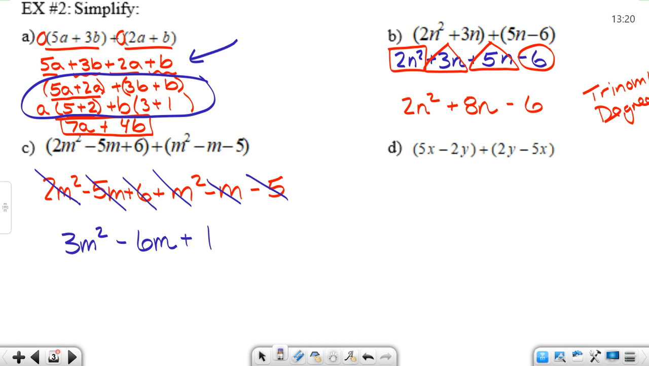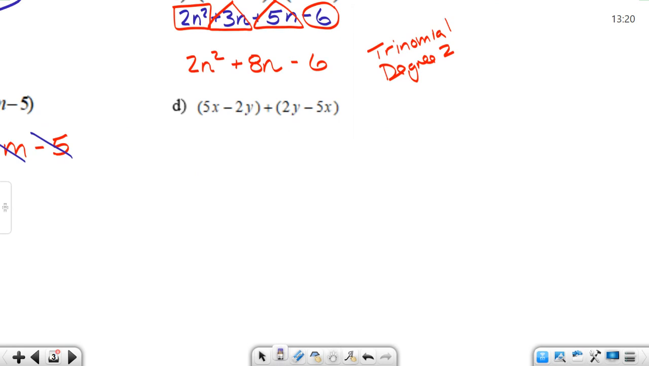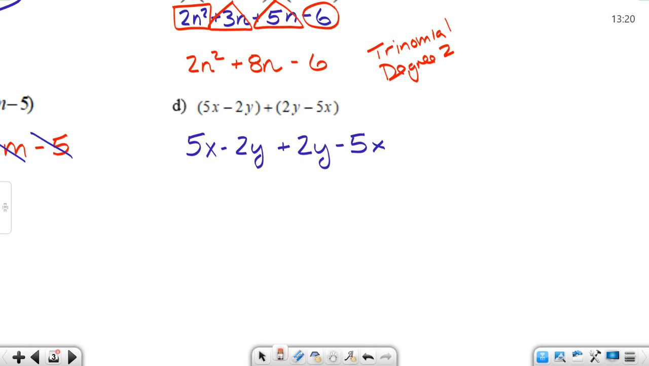All right. So let's finish up here with example D. Okay, guys, so first thing, we're going to drop the parentheses. So I'm going to kind of go with the original method. I'm going to get the like terms next to each other. So I'm going to do a little bit of rearranging here. So this one's a little weird because I have multiple variables. So I'm not necessarily looking at the powers here. I'm kind of focusing on the variables. So I see that I have a 5x and a negative 5x. So what I'm going to do is I'm just going to write those next to each other.